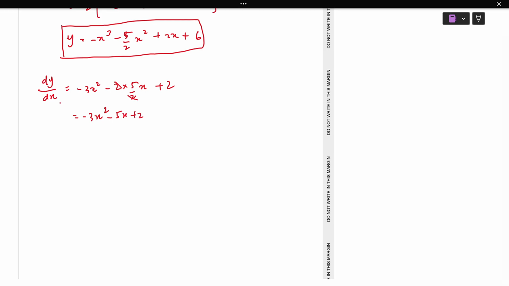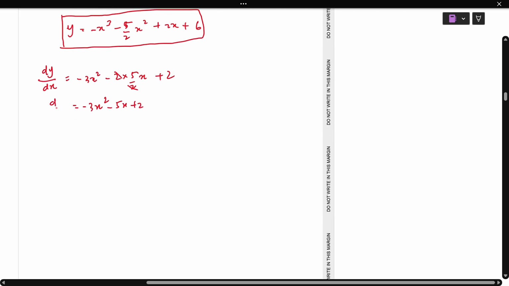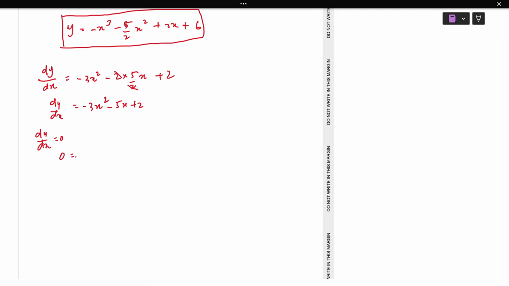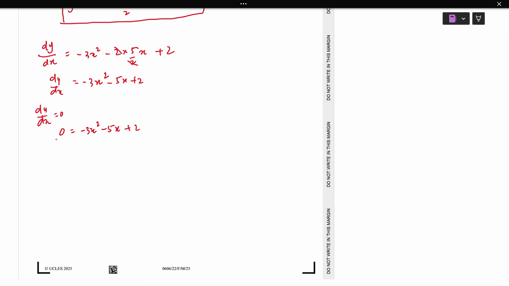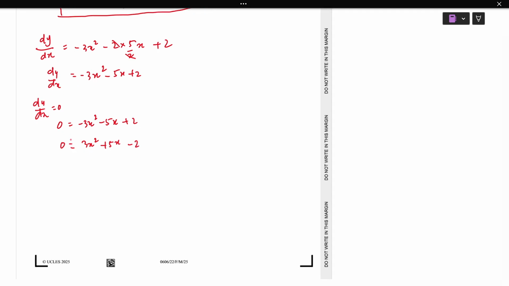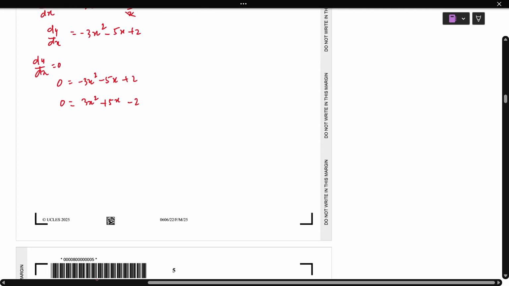Okay, so the turning point, dy by dx equal to 0. So I need to substitute here 0 equal to minus 3x square minus 5x plus 2. Okay, so the first term is positive, so I'll multiply the entire equation by a negative. So 0 equal to 3x square plus 5x minus 2. Okay, now I'll solve this equation. I'm using quadratic formula.